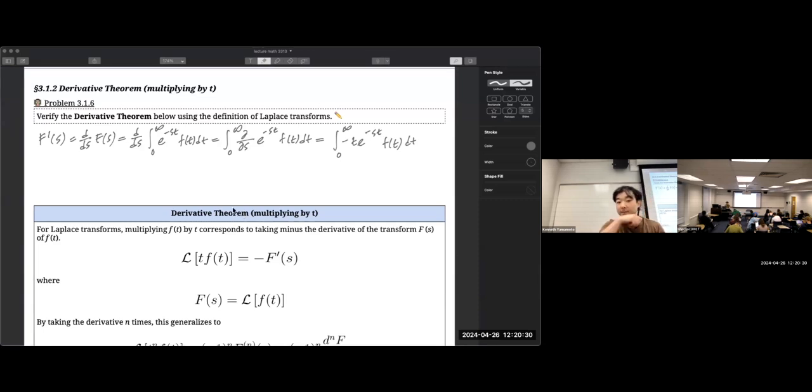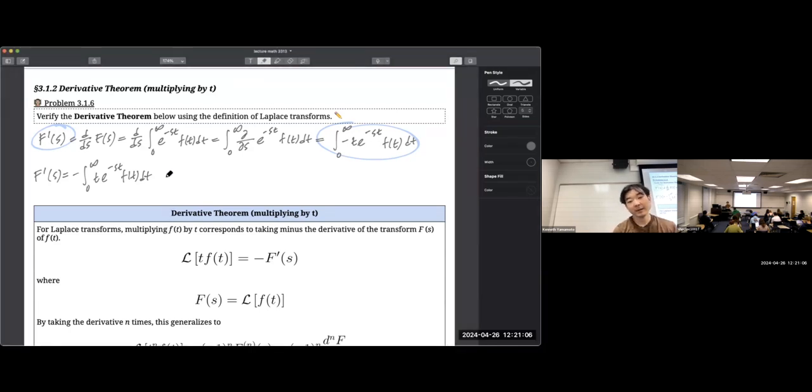Basically, this is saying that, I'll just underline it, this thing is equal to this. So I'll just write that down. In the end, we have this conclusion. We could pull the minus out, so I'll just say minus the integral from 0 to infinity of t e to the negative st f of t dt. This is the conclusion that we have.